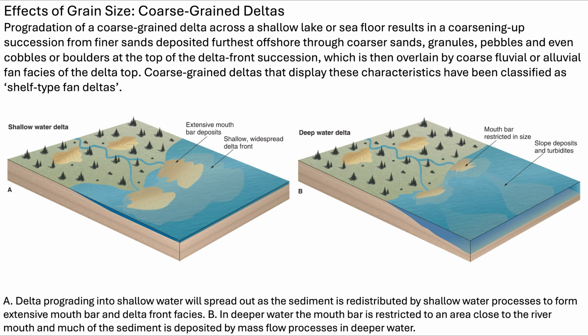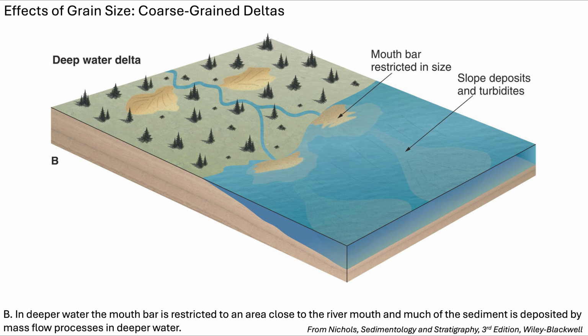A delta prograding into shallow water will spread out as the sediment is redistributed by shallow water processes to form extensive mouthbar and delta front facies. In deeper water, the mouthbar is restricted to an area close to the river mouth, and much of the sediment is deposited by mass flow processes.